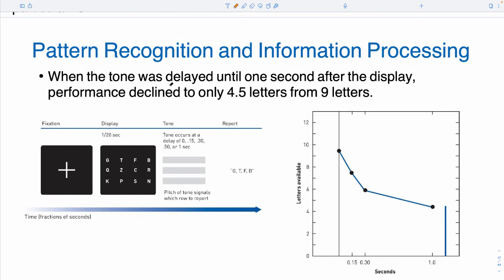However, if the tone was delayed until a full second, performance declined to only 4.5 letters out of the whole 9. In other words, if we have a cue that comes within 1 second, so either immediately or after 50 milliseconds, 30 milliseconds, or so on, there's a very brief delay, that tone allows us to direct our attention to a subset of that display that we have in our memories. We have, not really a memory, but a sort of sensory buffer, and we can report just that information.